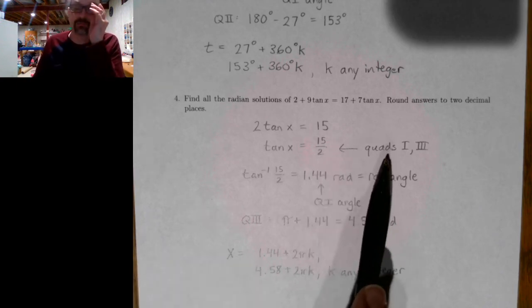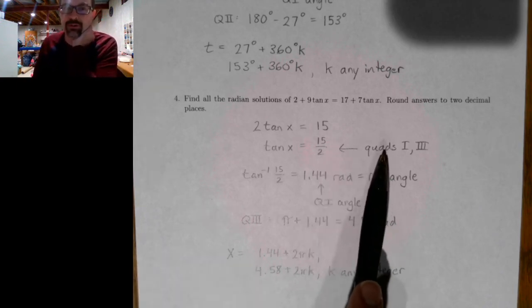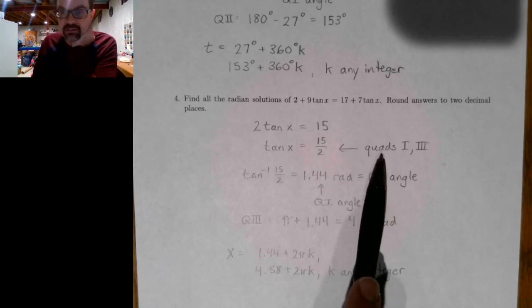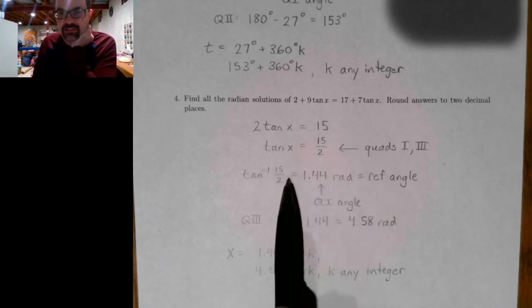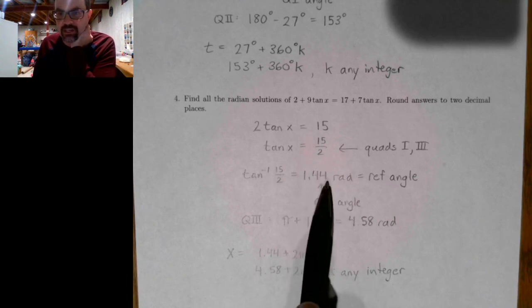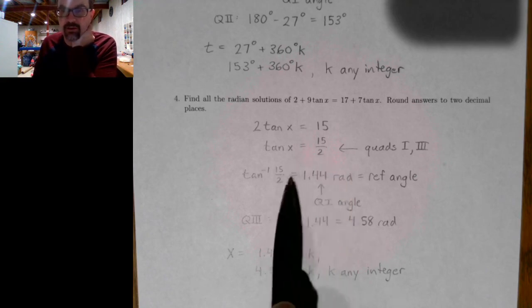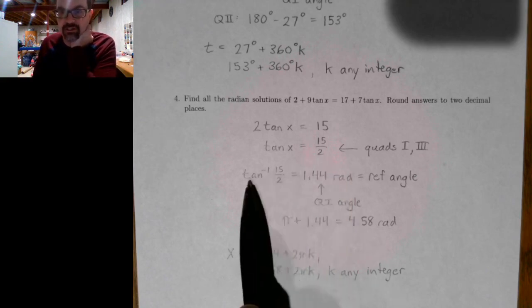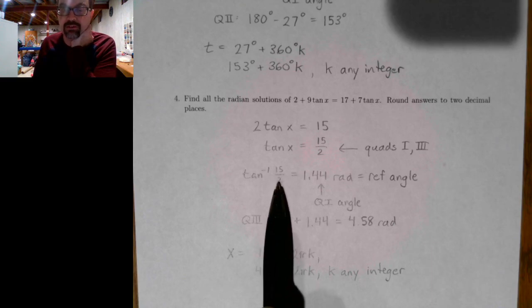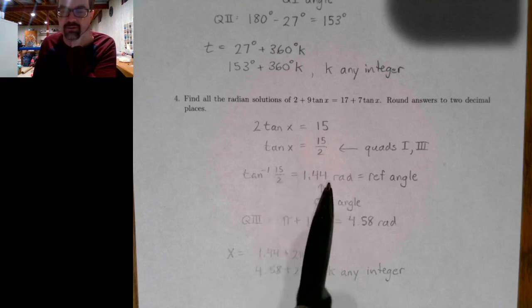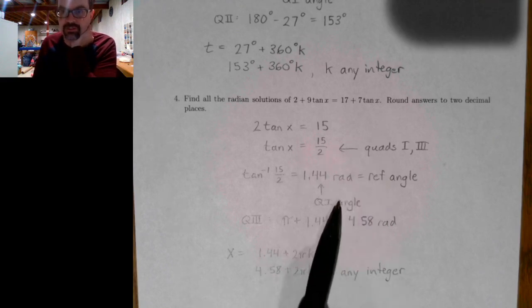So, tangent is positive. Quadrant 1 and quadrant 3. So we'll do an inverse tangent, and that will give us our reference angle. Now, a little different from most of the examples we deal with, this is in radians. So I put my calculator in radian mode and did inverse tangent of 15 over 2 and got this reference angle in radians. Now, that's also our quadrant 1 solution.